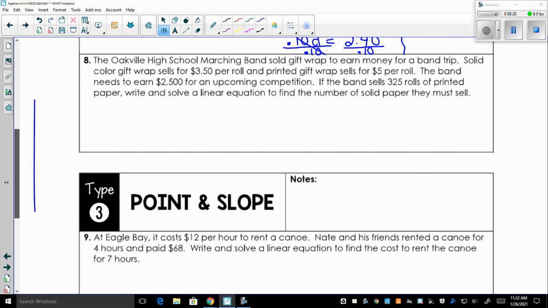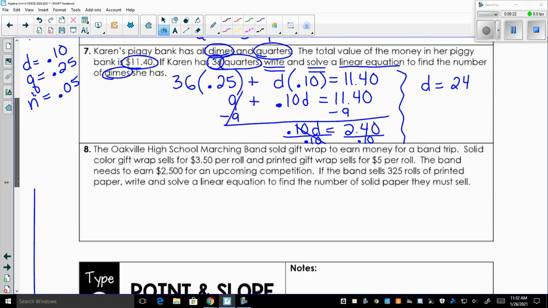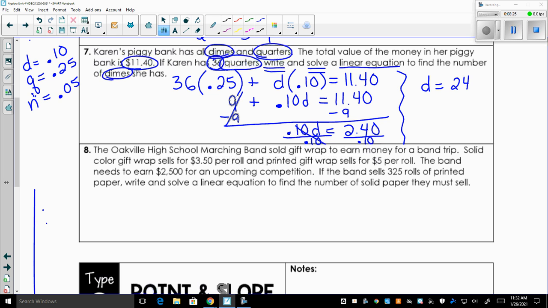The Oakville High School marching band sold gift wrap to earn money for a band trip. Solid color gift wrap sells for $3.50 per roll. There's that multiplication word per, and that is for solid. And printed gift wrap sells for $5 per roll. The band needs to earn $2,500 for an upcoming competition. If the band sells 325 rolls of printed paper, write and solve a linear equation to find the number of solid paper rolls that they must sell.